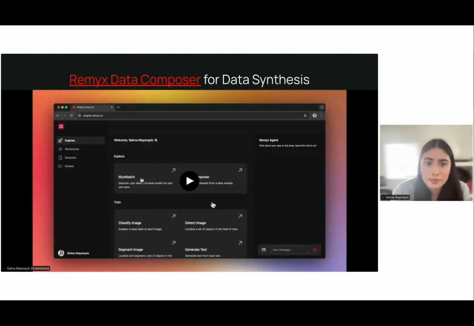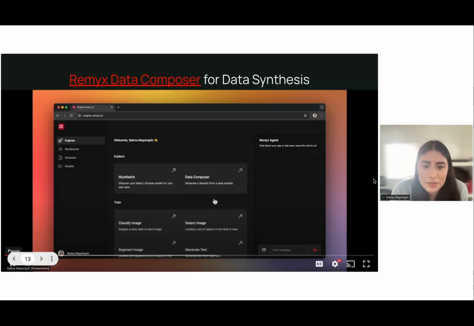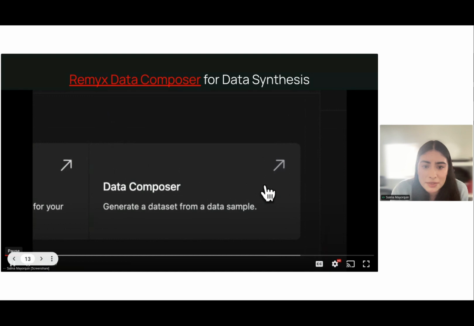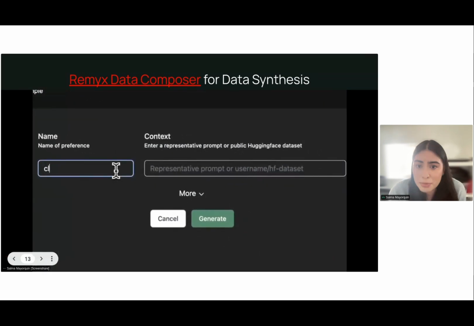And then on Remyx, we're incorporating the same results into making other tools as well. This one's called the Remyx Data Composer. And what it does is it gives you the ability to synthesize a data set from just a prompt, an example context about what you want the data set to be, or you can also augment an existing data set.